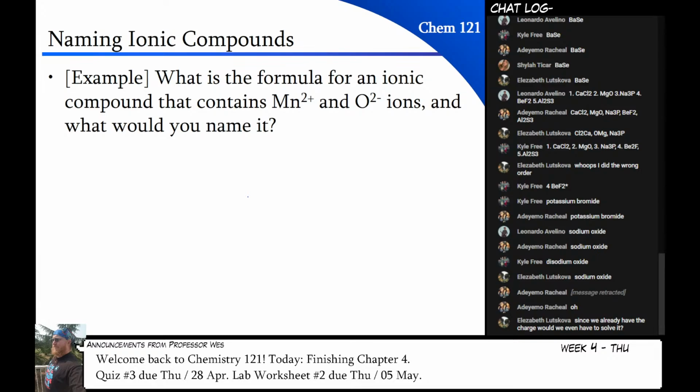So to answer your question there, you already have the charge, you don't have to solve for it. I've given you the charge because I've given you the ions. In some cases, I might give you the formula, which you would have to then break into the ions so you could give it a name. But when we come back on Tuesday, we're going to do some examples where I give you the formula, and you're going to have to split it into ions so that you know what to name.